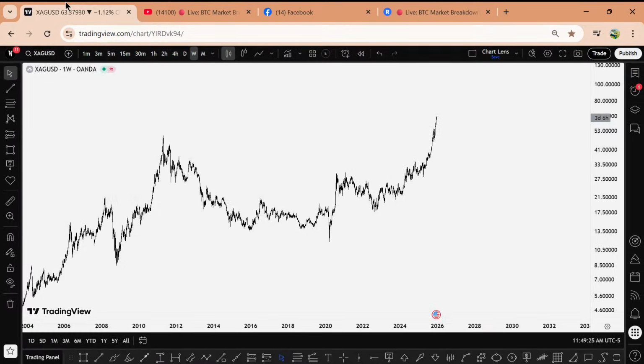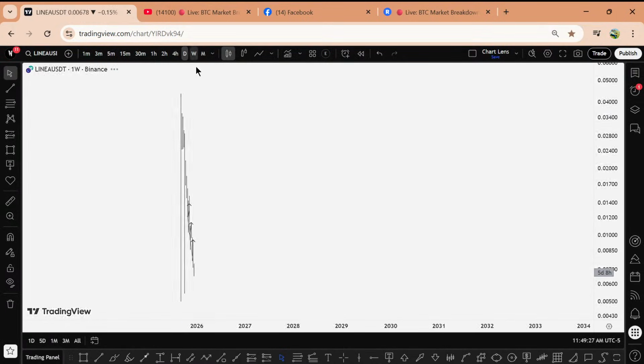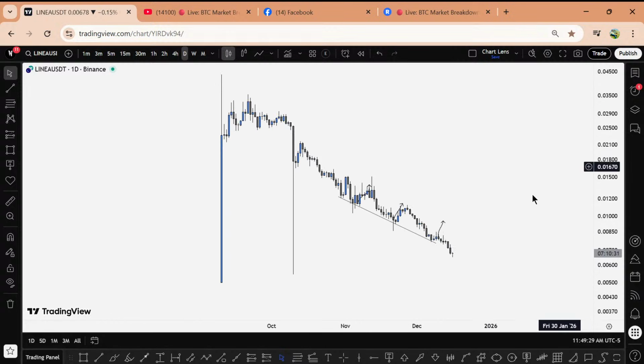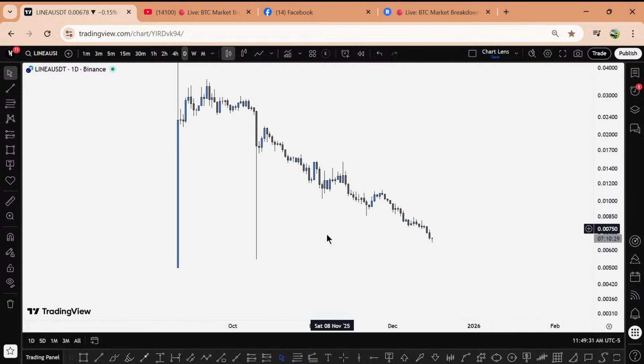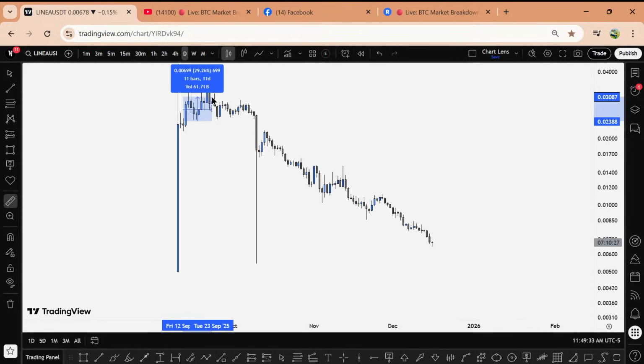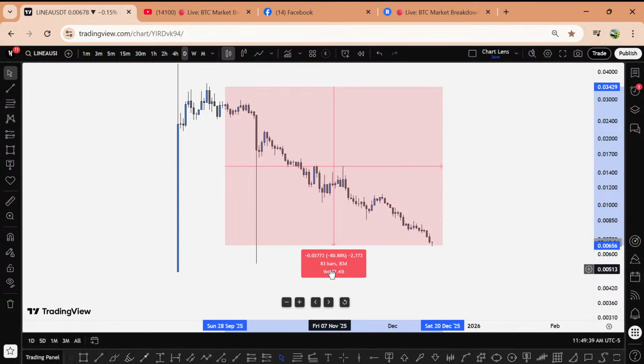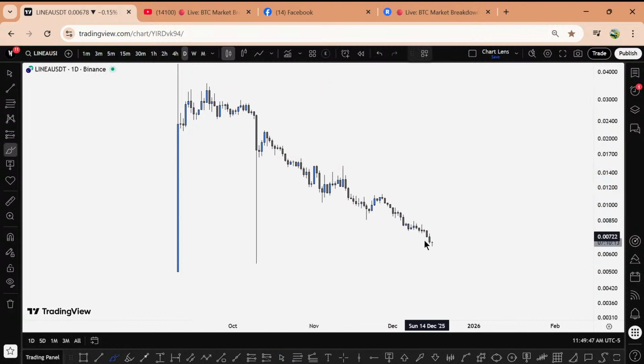Let me check out Linea. Linea is absolutely shit. Since it launched, a little recovery upside like 40 to 50%, then from the top, it has dumped around 80%. 80% is a very big number. So I would suggest you all stay away from this pair because it will bleed more toward downside.